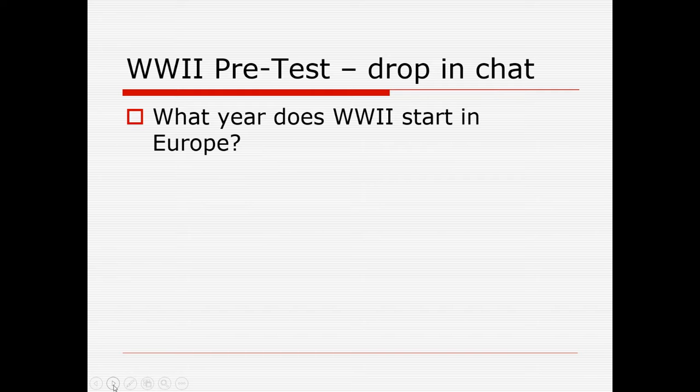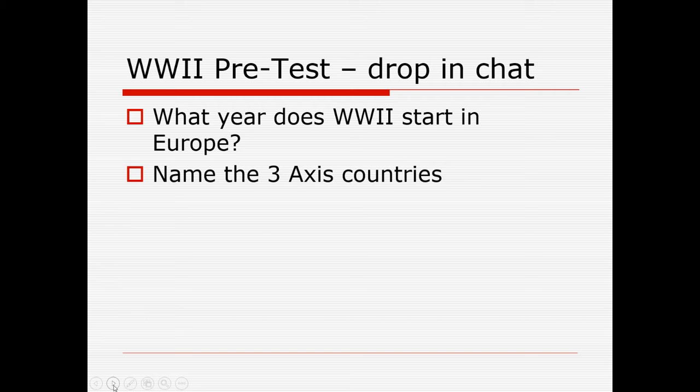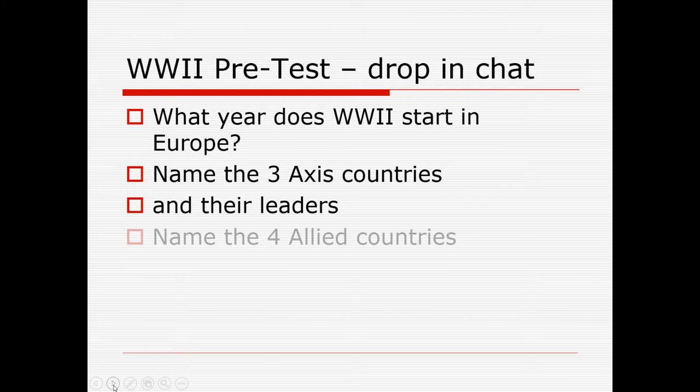Going back really quick. World War II starts in Europe in 1939 with the invasion of Poland by the Nazis. So that's the official start of World War II. That's when France and Britain declare war on Germany. The Axis countries are Germany, Italy, and Japan, and their leaders are Hitler, Mussolini, and Emperor Hirohito. So you have Germany led by Hitler, Italy led by Mussolini, and Japan led by the Emperor Hirohito.